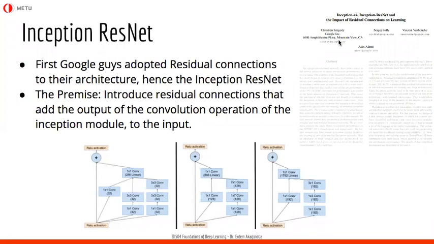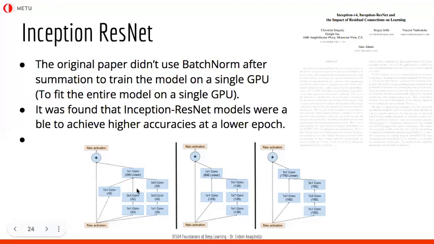And what they thought was, okay, we had this block, which is capable of multi-scale information, but we don't have residual networks. That's why we cannot get deeper. Let's use this Inception-ResNet. They adopted residual connections in their architecture. So the idea was to introduce residual connections that add the output of the convolution operation of the Inception module to the input.